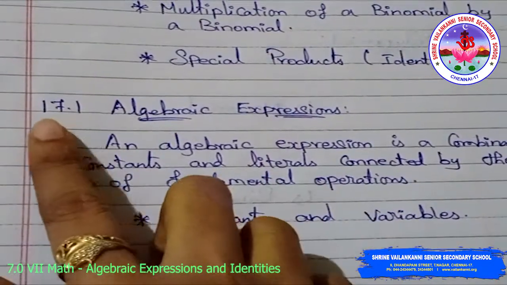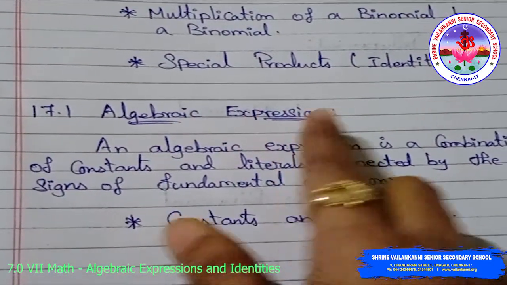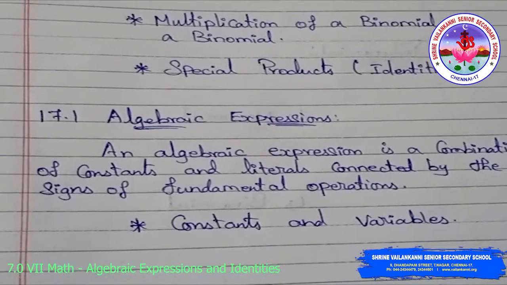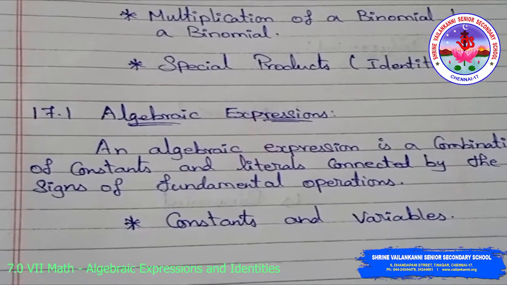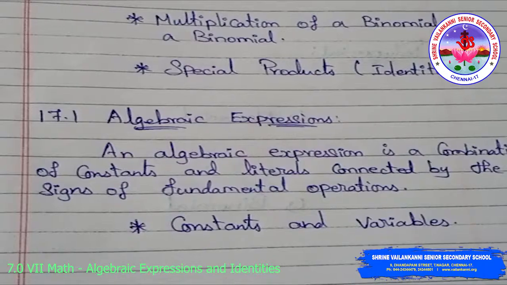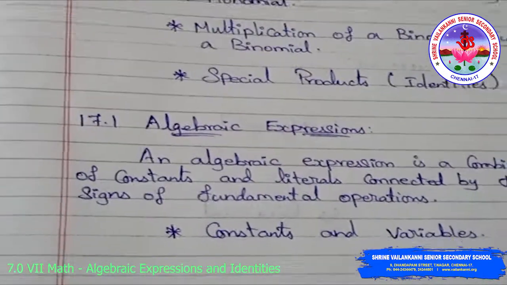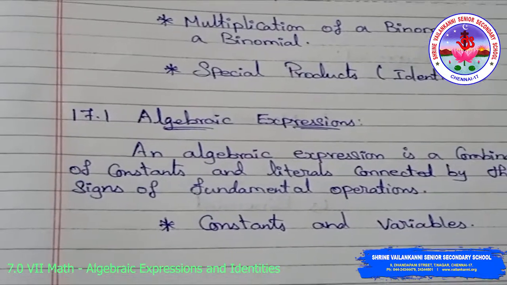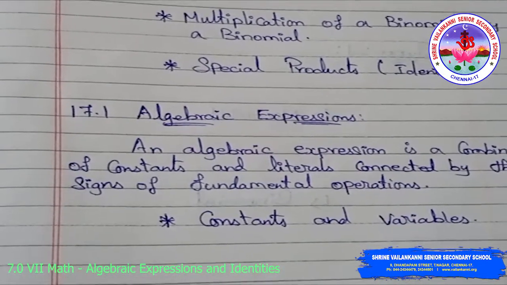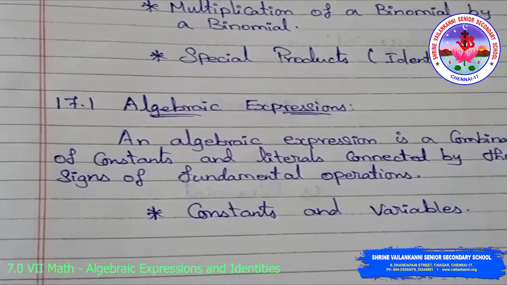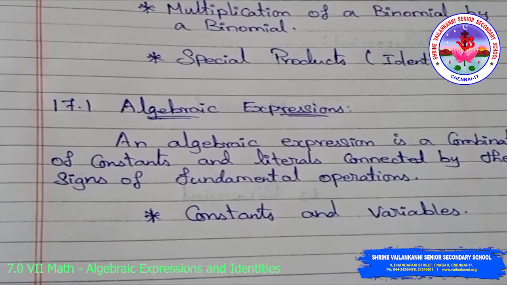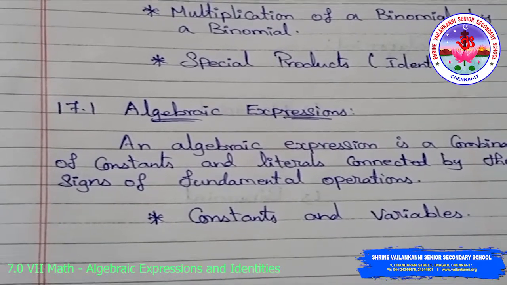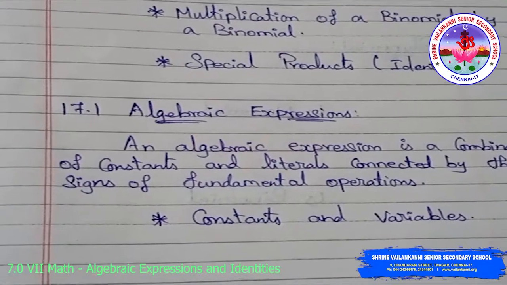The next topic is 17.1, algebraic expression. An algebraic expression is the combination of constants and literals connected by the signs of fundamental operations. Here, constants and variables. Constants: a quantity which has a fixed numerical value is called a constant. Variables: a quantity which can take various numerical values is called a variable.